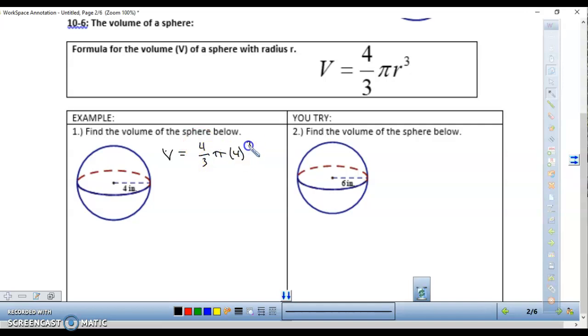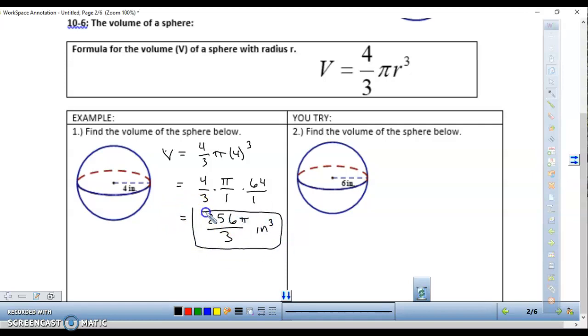So in regards to showing your work, volume is equal to 4/3 times pi times the radius, which is 4, cubed. In this case, I'm going to write everything as a fraction to keep things super simple. That's 4/3 times pi over 1 times 4 to the third power, which is 64. Then 4 times 64 is 256 pi over 3 in volume, so it's units cubed. Booyah, there's the volume of that sphere.